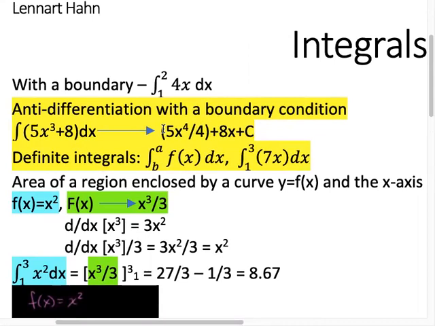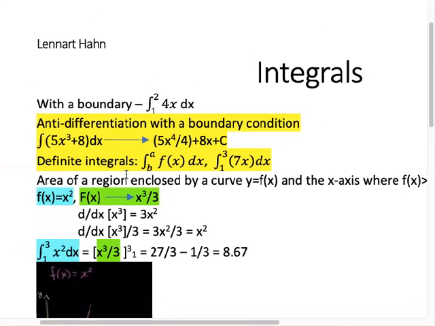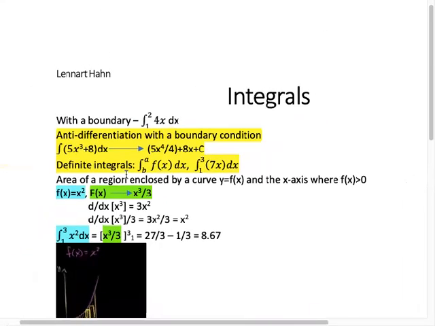All right. Okay, so next is one of the bit more difficult lessons. That's the area of a region enclosed by a curve y is f of x and the x-axis, where f of x is greater than 0. So let's take, for example, the function of x squared.